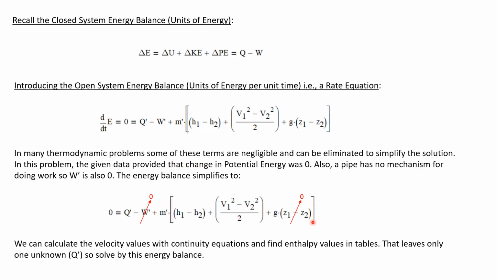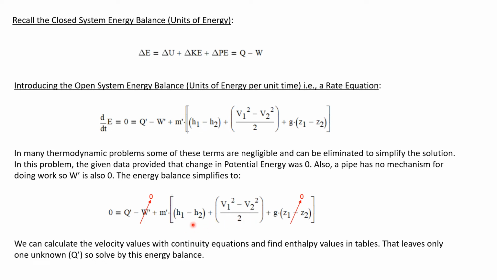Now, this is kind of a long-winded equation, although in most cases we're able to simplify it by removing some terms. In this particular problem, recall that there's no mechanism for doing work, so we can get rid of this power term right here. And also in our engineering model, we said that we were going to ignore any changes in potential energy as being insignificant. So we can remove this term as well. And so now we end up with an equation that involves the heat transfer rate, enthalpy values, and velocity values.